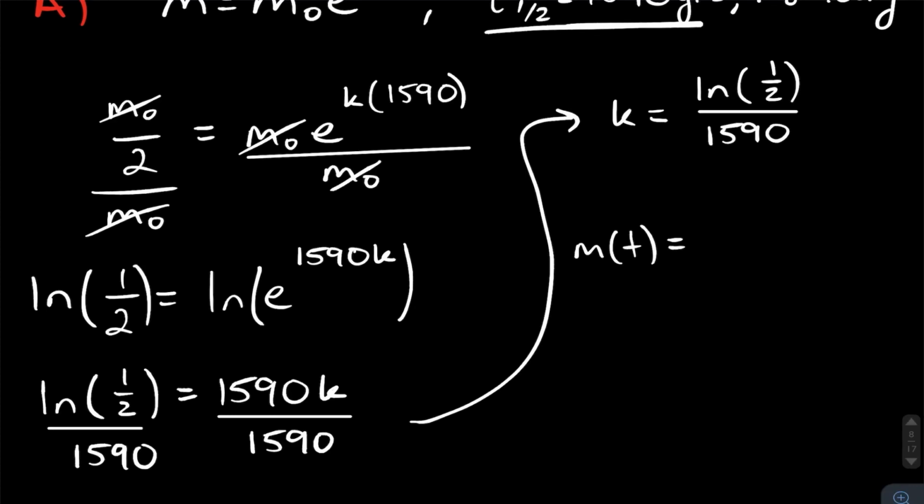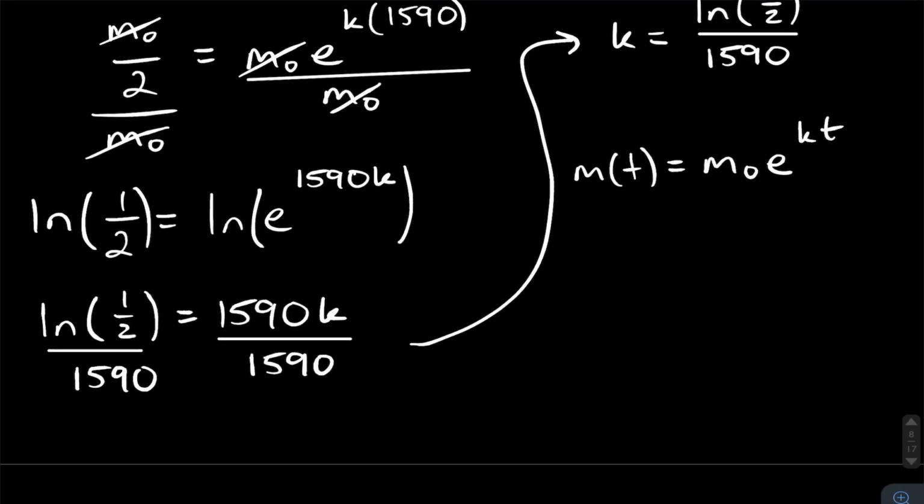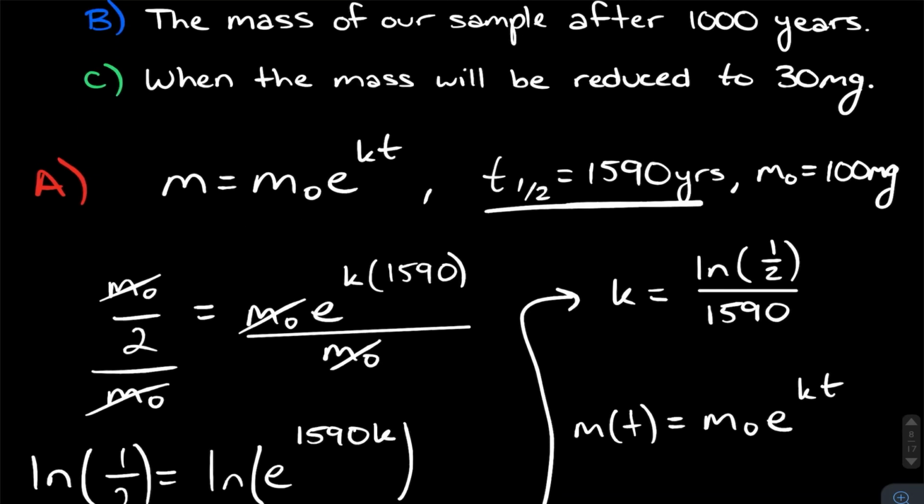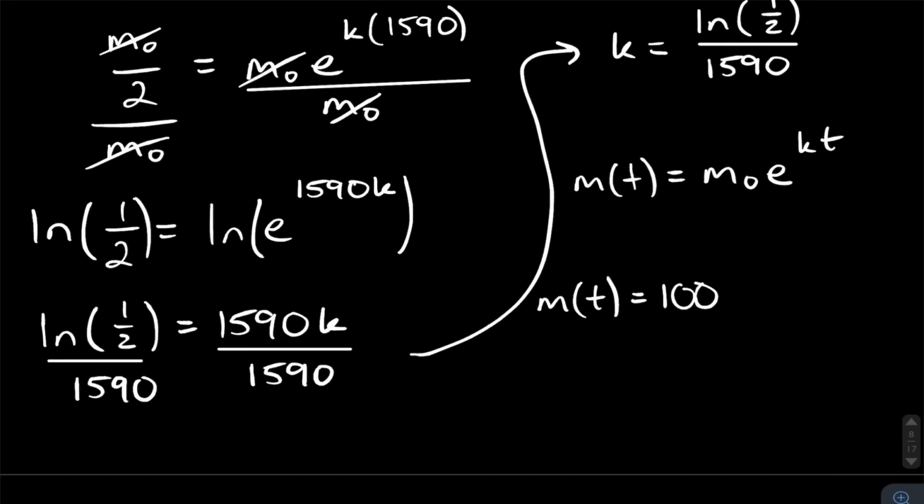Okay, we know that, again, the equation is m naught e to the k times t, but now we know both m naught and k, and we're not going to plug in for t here, because that's supposed to be the variable that we can plug in. We want to be able to plug in any t, not just the half-life. So m naught is going to be 100. That's the initial mass. And then we have e to the natural log of 1/2 over 1590 plugged in for k, times t. And that right there is the answer to part A.